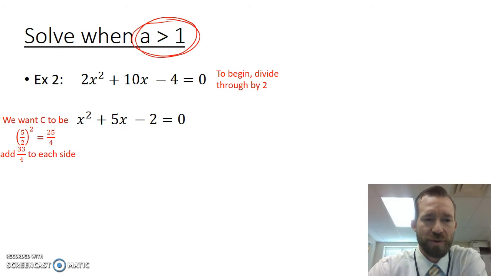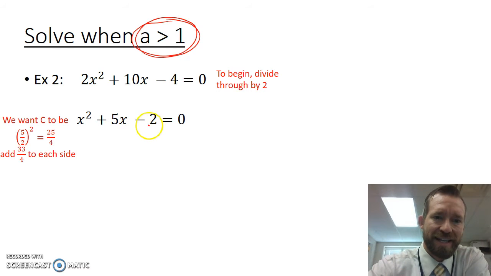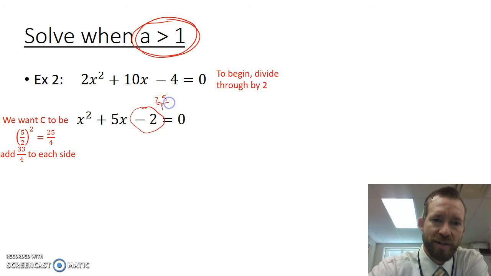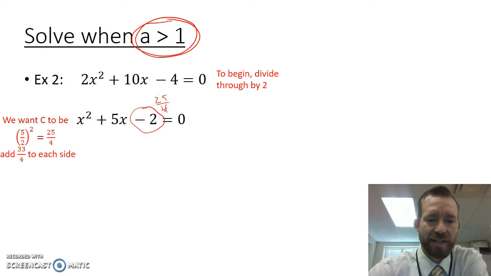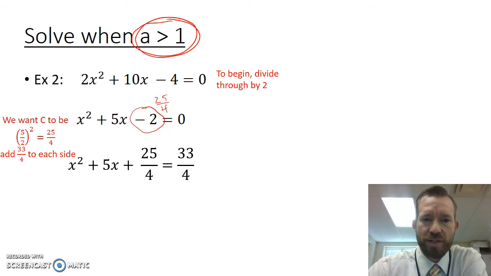We have to add 33/4 to each side. That can be kind of confusing at first, but you think, hey, we're at negative 2 right now. We don't want it to be negative 2. We want it to be 25 fourths. Well, how do we get there? That's where we get that 33 fourths added to each side. All right, the square is complete.